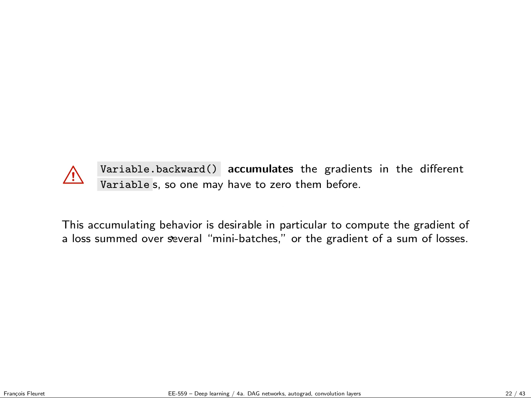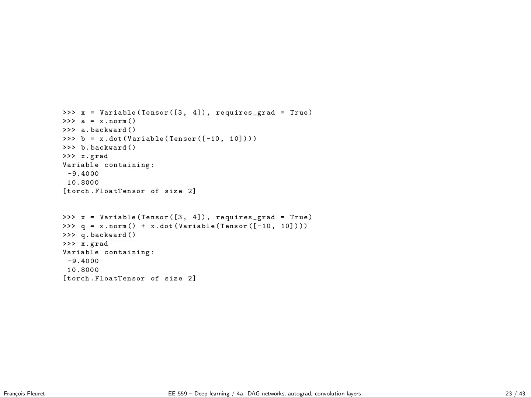This accumulating behavior is desirable, in particular, to compute the gradient of a loss summed over several batches of samples, because usually the loss is the sum of the individual losses over batches, so the gradient over the full batch is going to be the sum of the gradients over the individual batches. It may also be because you want to compute the gradient of a sum of losses. So again, the gradient of a sum of losses is the sum of the gradients of the losses. So you may compute things successively, and in the end you want the sum of the gradients in your variables. So this is a little example to show this accumulating behavior.